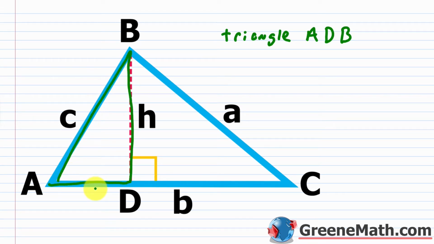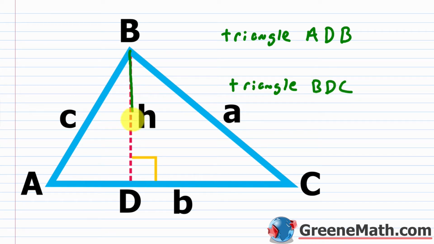And then I also have another triangle that I'm going to form inside. Let's say this one is BDC, so B, D, C like this. So you see the two right triangles.